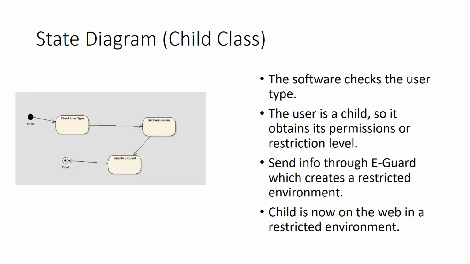Child class. Software checks the user type. The user is a child, so obtains its permission restriction level, sends info through eGuard, which creates a restricted environment. Child is now on the web in a restricted environment.